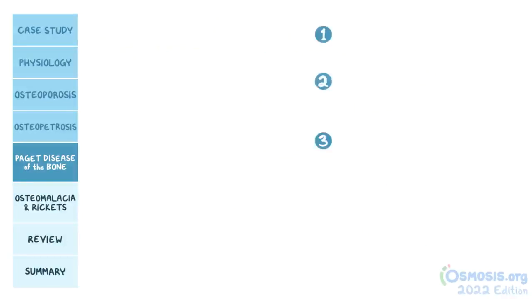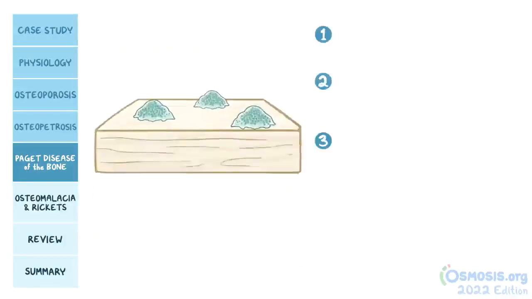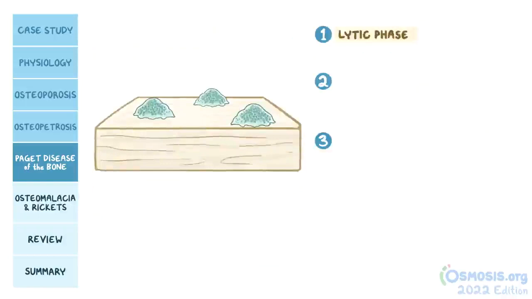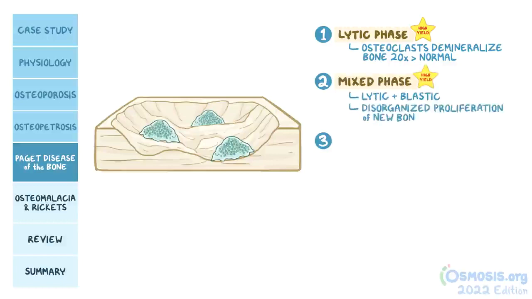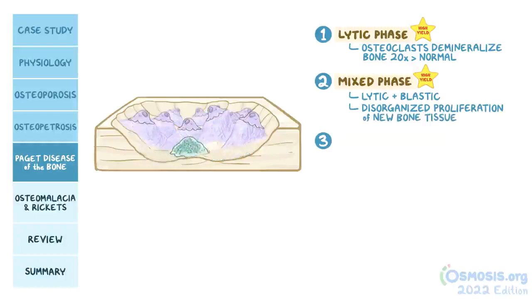Okay, so there are three main phases to the disease, which might pop up in your exams. Phase 1 is the lytic phase, and that's where osteoclasts, which in Paget disease are large and have over 100 nuclei, start to aggressively demineralize the bone up to 20 times more than normal. Phase 2 is the mixed phase, and that's where the lytic phase occurs alongside the blastic phase. In the blastic phase, there's a rapid but relatively disorganized proliferation of new bone tissue by an unusually large number of osteoblasts. The result is that collagen fibers are deposited in a haphazard way.